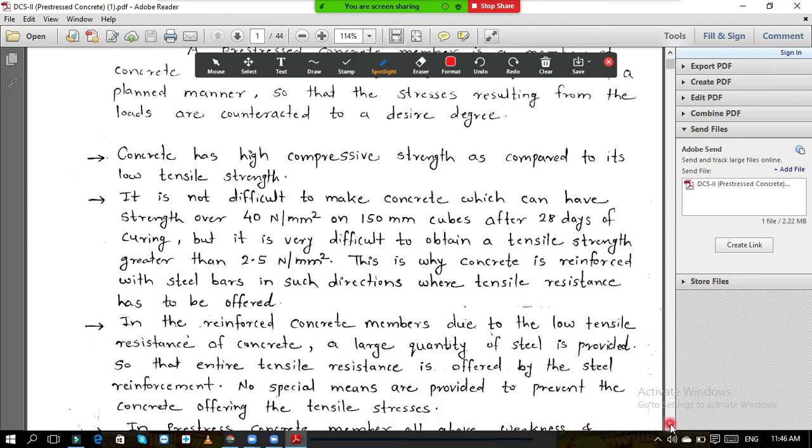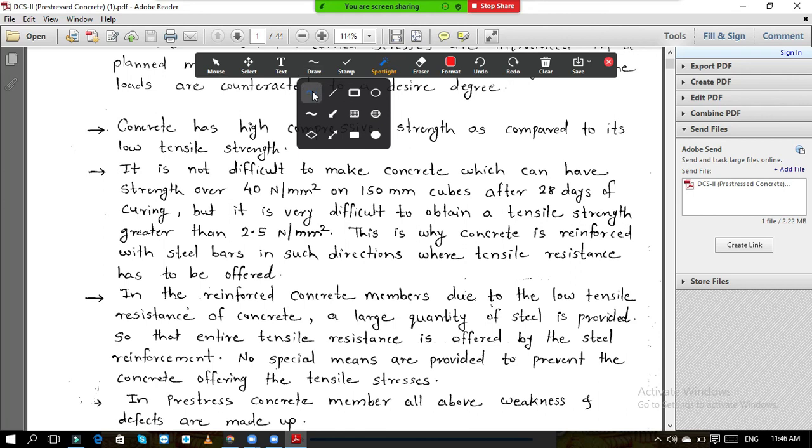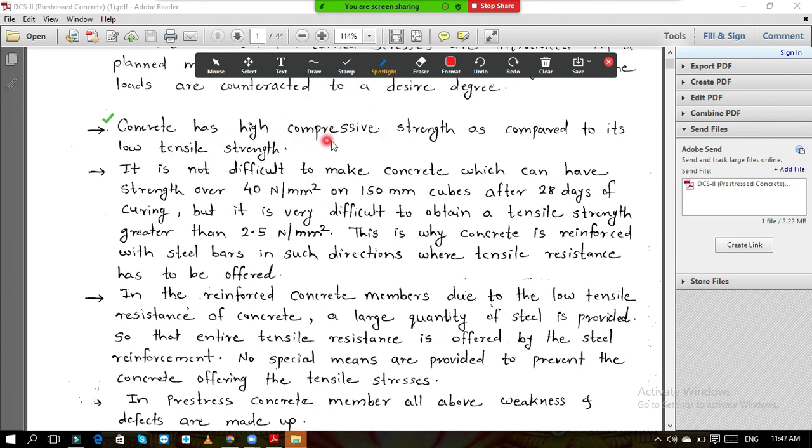Okay, so now the next thing is some introductory part about that, which is given over here. The first thing: concrete has high compressive strength as compared to its low tensile strength. You know that concrete is capable of taking compression, but its tensile strength is very low. So it is not difficult to make a concrete which can have strength over 40 Newton per mm square on 150 mm cubes after 28 days of curing.